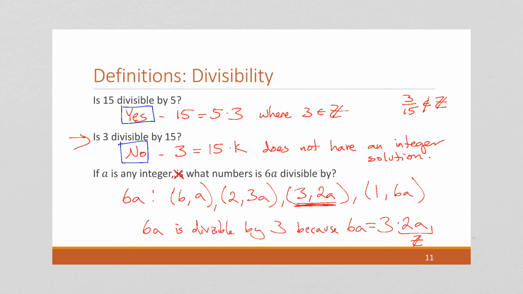So these definitions, I know this video took a while, but these definitions we're going to use over and over and over and over again. So I want you to be very comfortable with these definitions for even and odd numbers, prime and composite numbers, and what it means for a number to be divisible by another number.